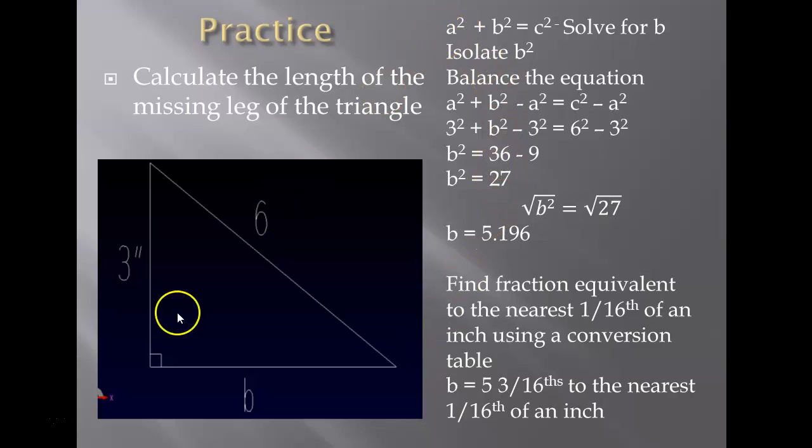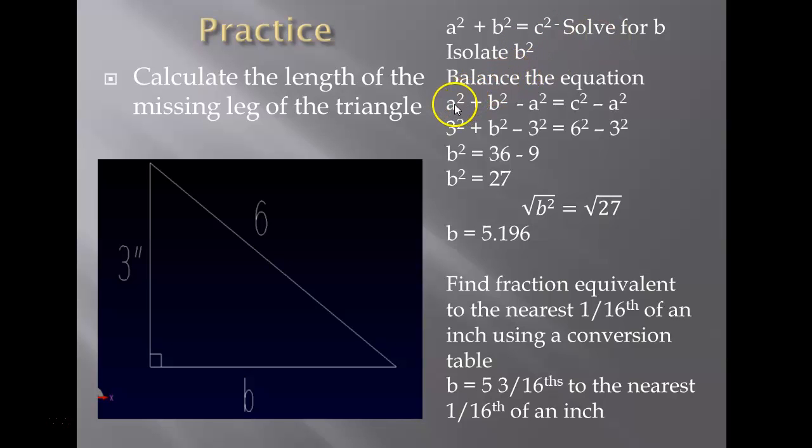Same theorem. We have a right triangle, hypotenuse, one leg, two legs. I want to find the value of b. So the first thing I'm going to do is isolate b squared. That means I'm going to get everything off the left side except for the b and move it to the right side.